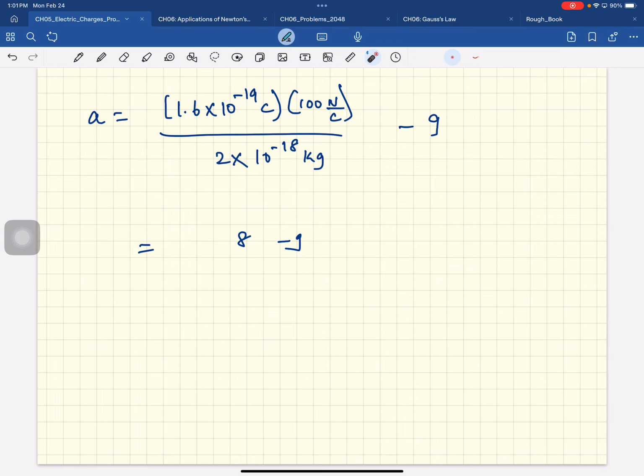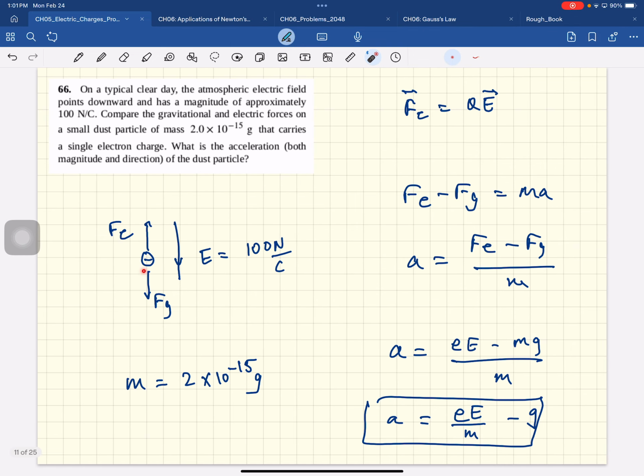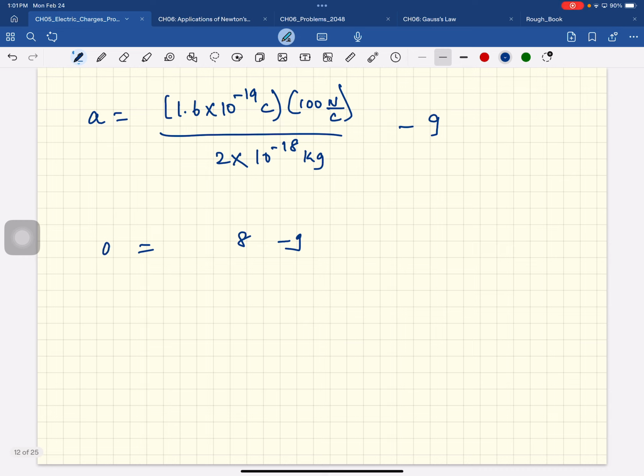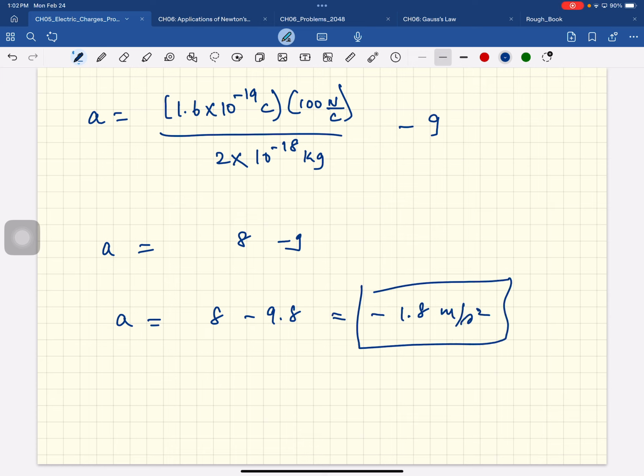So gravity is slightly greater, so it's still falling down. Okay, but it takes a longer time to settle. Yeah, so 8 minus 9.8 equals minus 1.8 meters per second squared. That's the acceleration due to gravity on the moon, roughly. So that dust particle will linger around in the atmosphere. That charged dust particle.